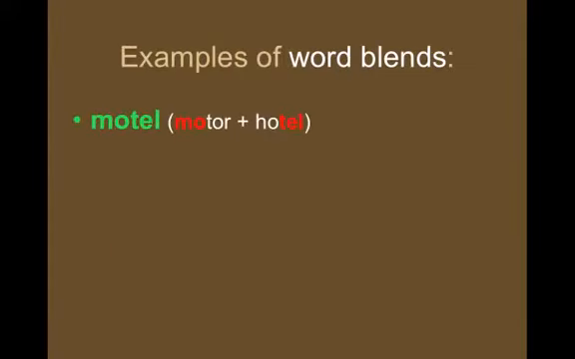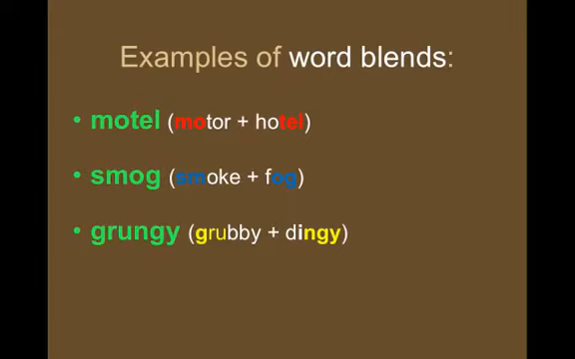Motel is an example of that. It's motor and hotel. Traditionally, a hotel is a building you walk into. The rooms, the doors are on the inside. But motels are when the doors are on the outside, and they really only came into being after cars were invented. So it's the idea that it's a motor hotel, a hotel that you can just drive up to the door. You don't have to enter a big building. Smog is smoke plus fog. Grungy is grubby plus dingy. Snazzy is snappy plus jazzy.